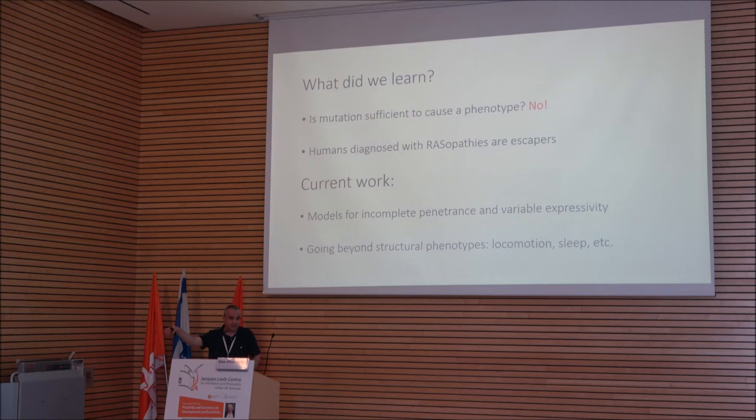And because all components are conserved, we believe that the same is true for the species where these diseases were identified in the first place. So humans with rhizopathies are escapers. Furthermore, we think that there are carriers that are asymptomatic. So we are now working on developing mathematical models for incomplete penetrance and variable expressivity. The only things that we have done so far were to analyze molecular phenotypes and structural and patterning phenotypes. But we are beginning to think about assaying the flies that we generate for defects in locomotion, sleep, and learning. Thank you very much.